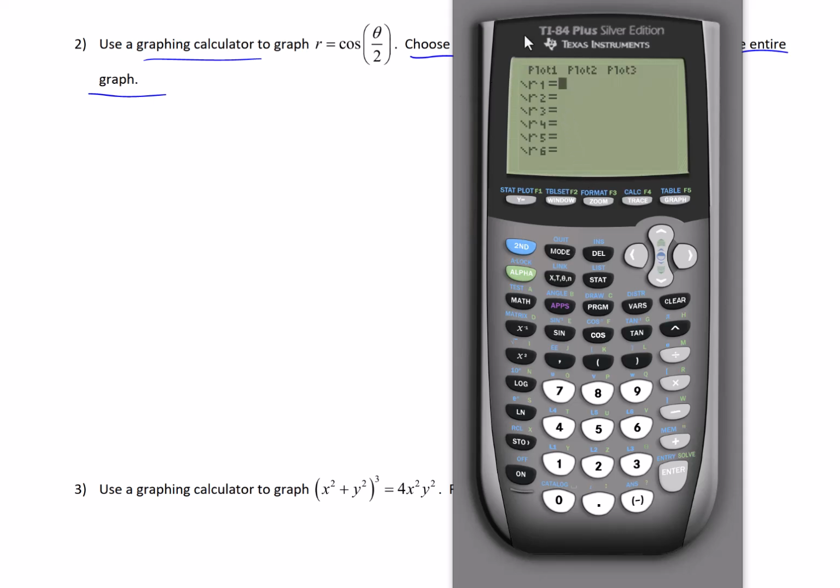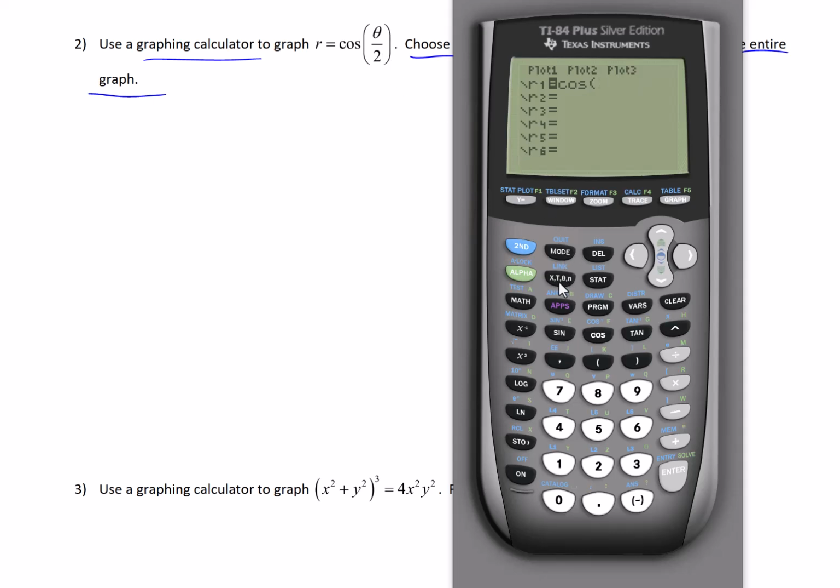Now, let's first start by graphing the function given and then see what it may look like and how we may need to account for this entire graph issue here. I'm going to start by noting that our equation is r equals cosine of theta over 2. Well, we have r1 equals built into this screen for y equals, but in polar form mode. And that means I'm going to type in the cosine to match our function, and then it opens up a set of parentheses in which I want to put theta over 2.